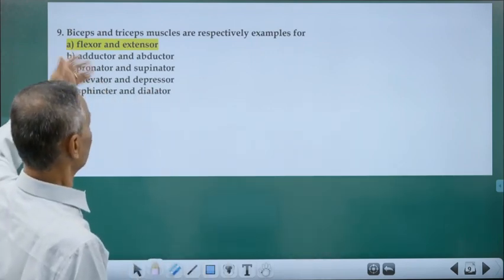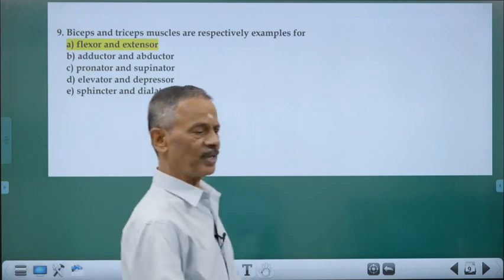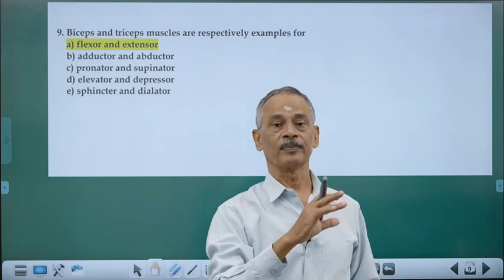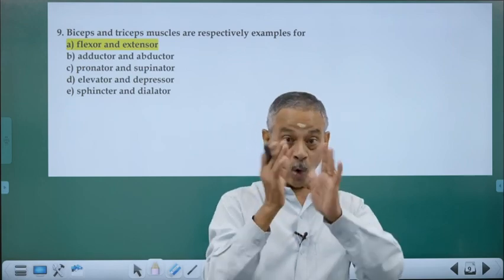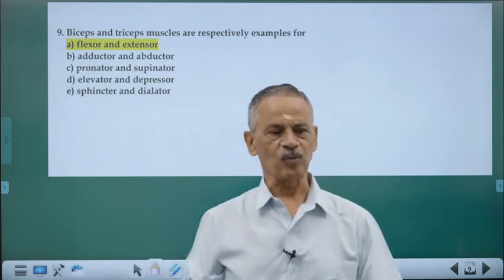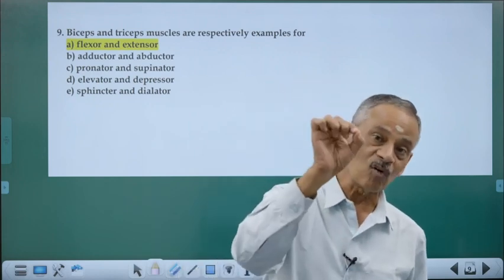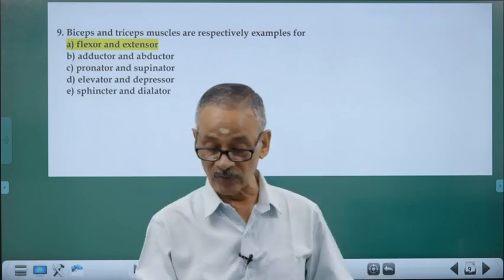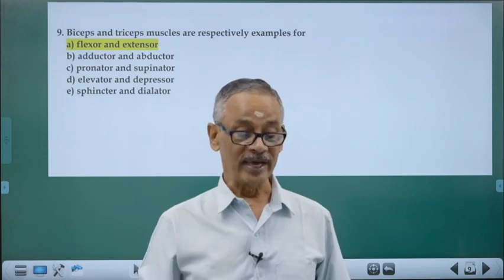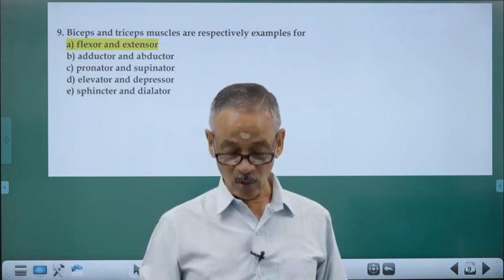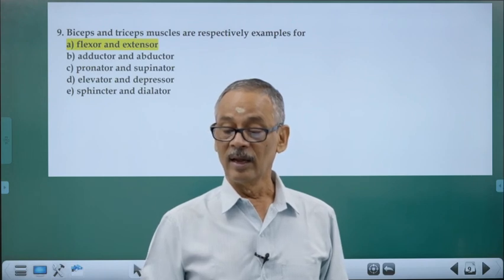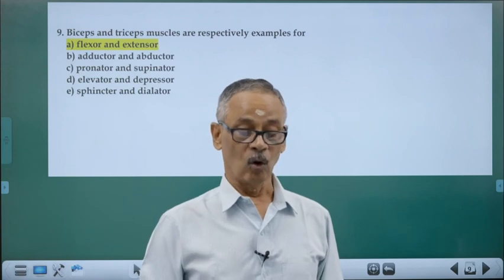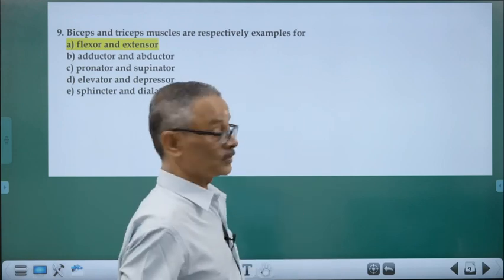Biceps and triceps muscles are respectively... What is biceps? Remember, skeletal muscles are working in pairs. They are all doing opposite actions. They are all responsible for the movement of the bone. So if one set of muscle brings one type of movement, another set of muscle will definitely be bringing the opposite type of movement. That is how they are all arranged. Clear? So we are having skeletal muscles in the form of pairs which are all doing the opposite type of actions.